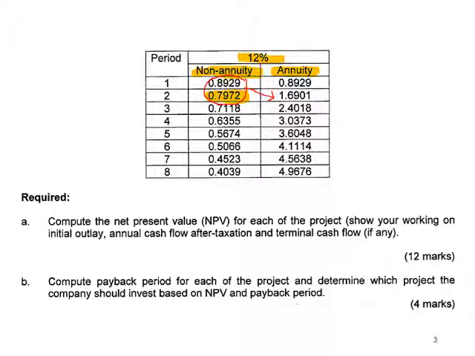For requirement A, it asks you to calculate the net present value, or NPV, for each project. And you need to show your working for outlay, which is the cost of equipment, annual cash flow after tax, so you have to calculate the net of tax profit, and also you have to calculate the terminal cash flow, that is the salvage value. And requirement B, you have to compute the payback period for the project and decide which one the company should invest in based on NPV and payback.